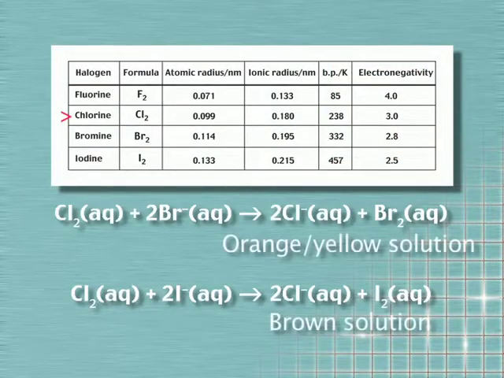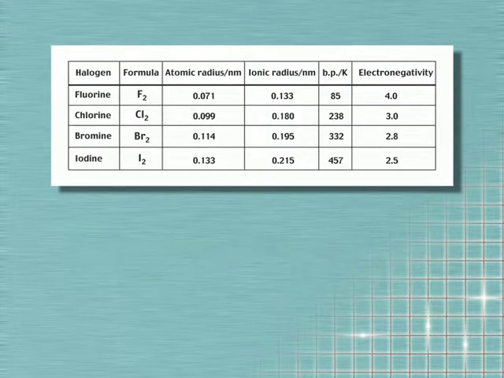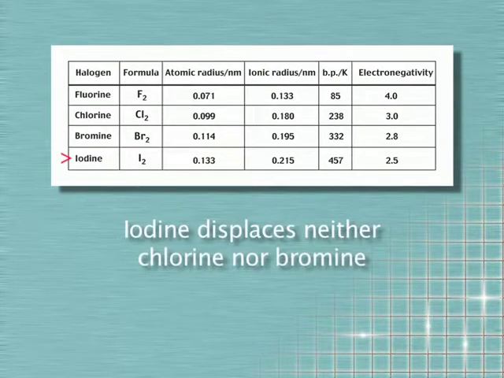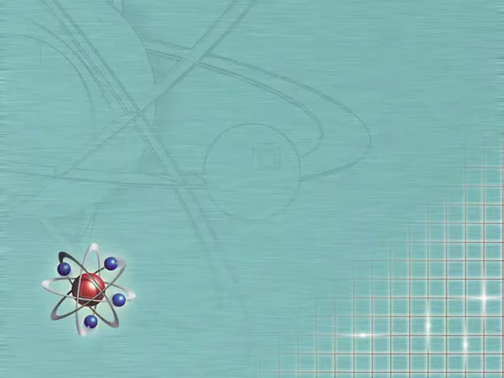So chlorine displaces both bromine and iodine from aqueous solution. Bromine displaces iodine but not chlorine, and iodine displaces neither chlorine nor bromine. These are redox reactions.